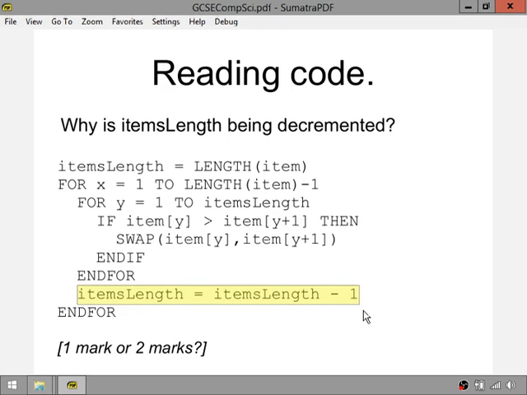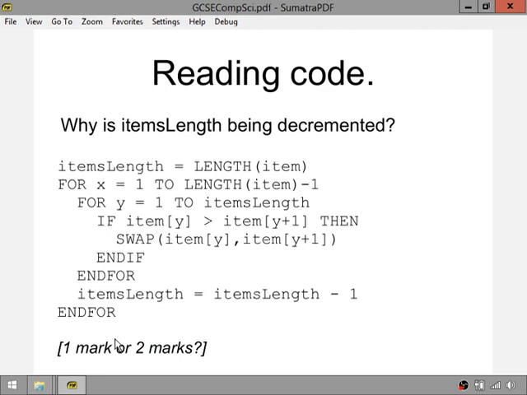So that is the decrementation, if that's even a word. Okay, and this variant could come in the form of 1 mark or 2 marks. Just pause this video and give yourself a chance to answer this question before I give you the answer.